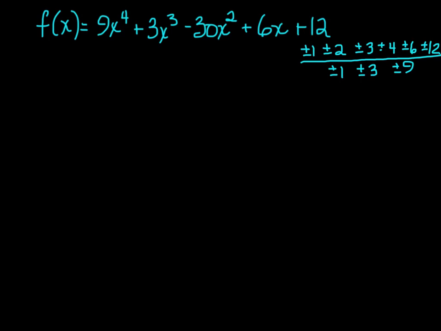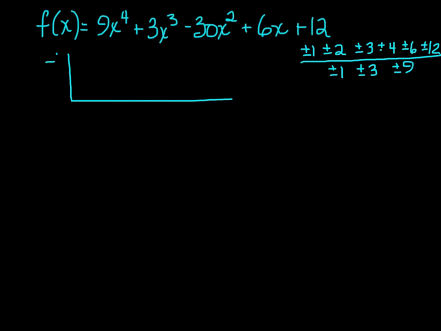So I want you to think about this. I have 1 over negative 1. I have 1 over positive 1. I have 2 over positive 1 and 2 over negative 1. I have 3 over positive 1 and 3 over negative 1 and so on. But I also have 1 over 3 and 1 over negative 3. And I also have 2 over 3 and 2 over negative 3. I also have 1 over 9 and 1 over negative 9, and so forth on down. There are a ton of possibilities. So we're just going to start dividing.